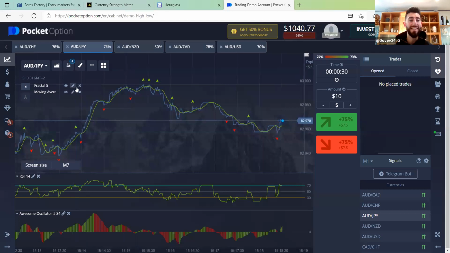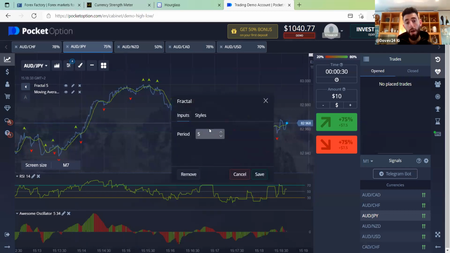What you need to do is click this writing button on the screen from the fractal and change it. Put a higher period number. The higher the period, the less fractals are on the screen. What that means is it's not doing every little pip that it touches. It's more of the stronger points that it keeps coming back to.